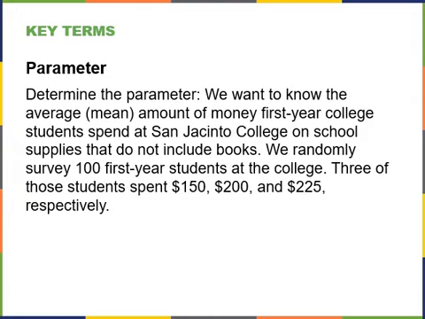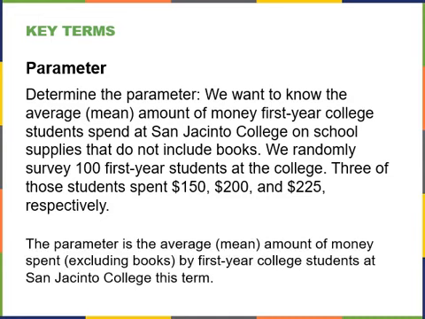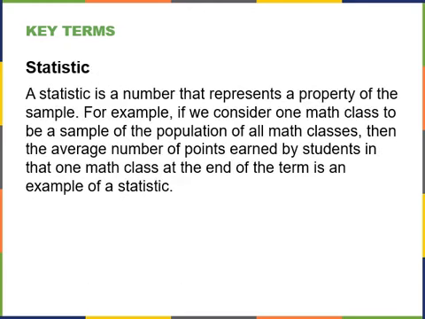Okay, so we're going to determine the parameter. I'm not going to keep repeating the San Jacinto College statement over and over again. So now we're looking at the parameter. The parameter is the mean or the average amount of money spent by first-year college students this term. Okay? That is the thing that we're looking at. That's what we want to know: what is that parameter? It's the average mean amount of money spent.